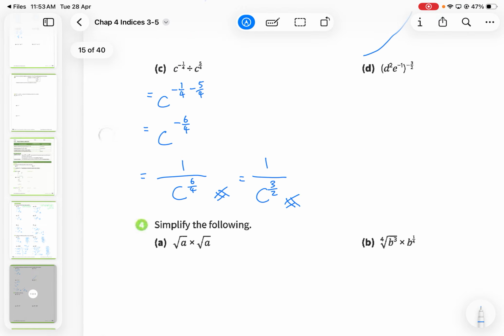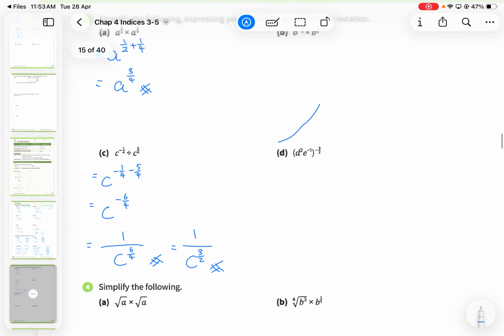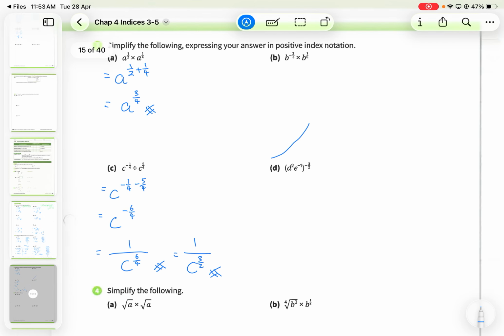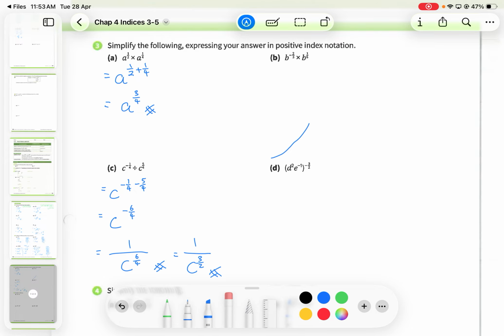Two-minute break, then finish already lah. Continue to try B and D. Those who finish early, take a break yourself. B and D.